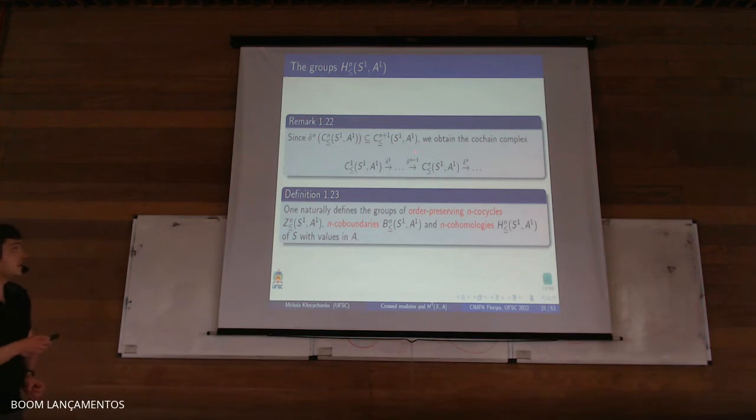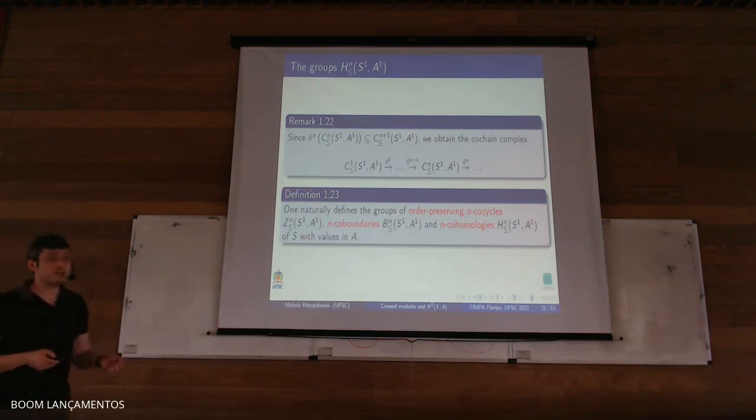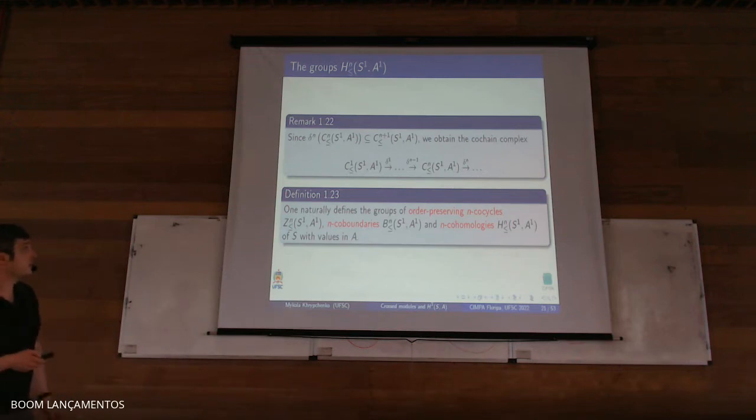So you have a cochain of abelian groups. Again, this is a standard way to define cohomologies from this cochain complex. So I will call them order preserving cohomologies. And these cohomologies, in fact, appeared in our earlier work where we related this cohomology with partial group cohomology. But I will not talk about this today.